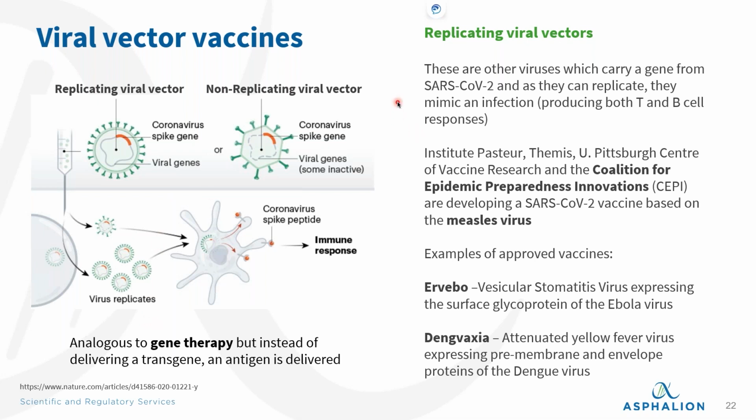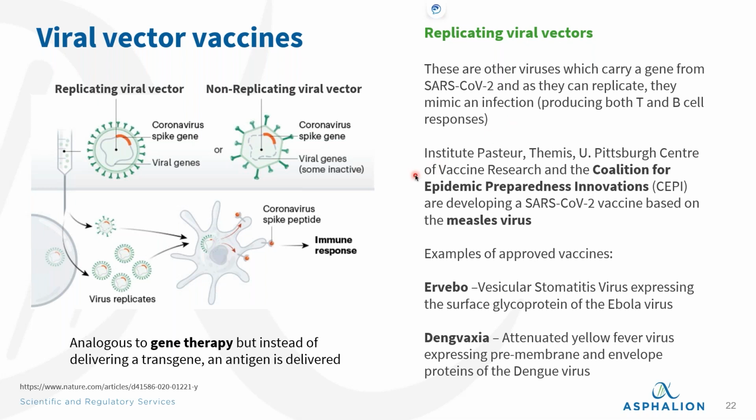So in the case of a replicating viral vector, it should be emphasized that these are viruses that are not SARS-CoV-2. These are other types of viruses, but they carry a gene from the SARS-CoV-2 virus. So in many cases, this is the gene for the spike protein. And as they can still replicate, they infect cells and replicate. And this has the advantage that they mimic an infection, which produces both T and B cell responses.